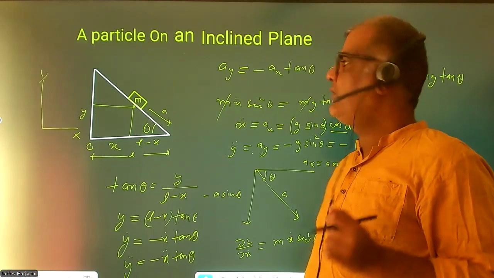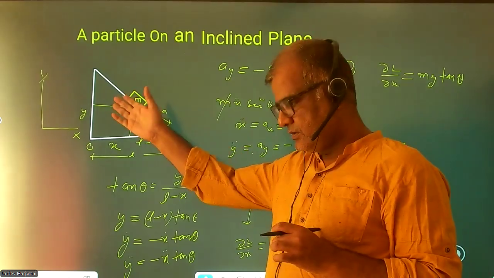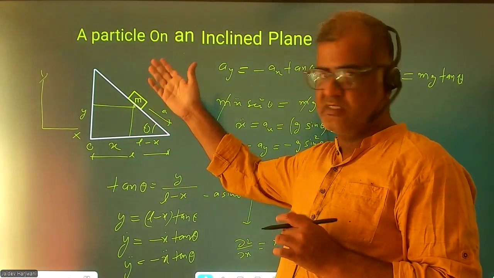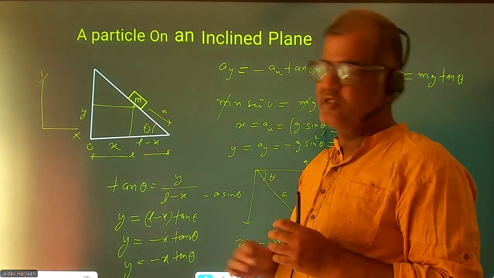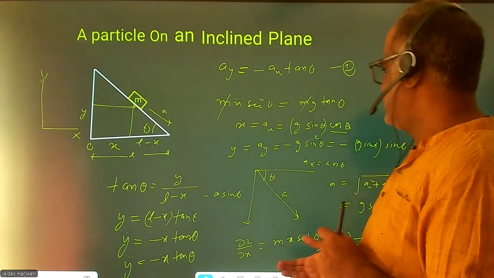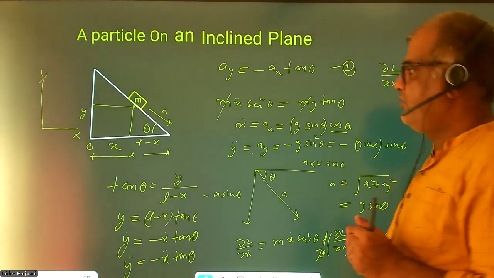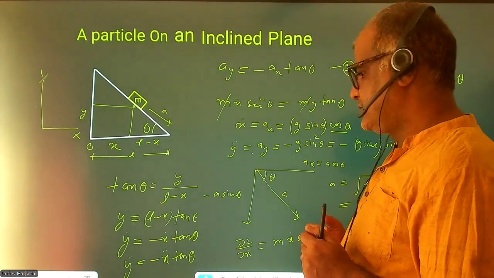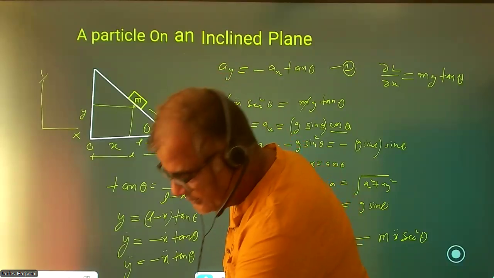So we have now calculated the total acceleration with respect to the wedge, which is not moving, so we can consider it as an inertial frame. With respect to the wedge, the total acceleration of the block is g sine theta, which is the very famous result. So this is my solution. Hope you like it. Thank you very much.